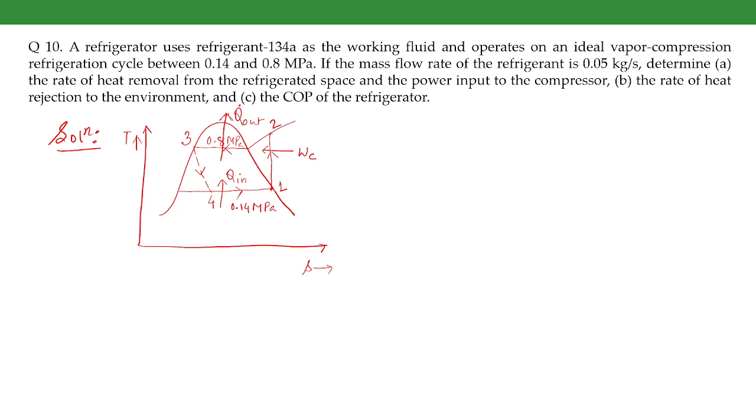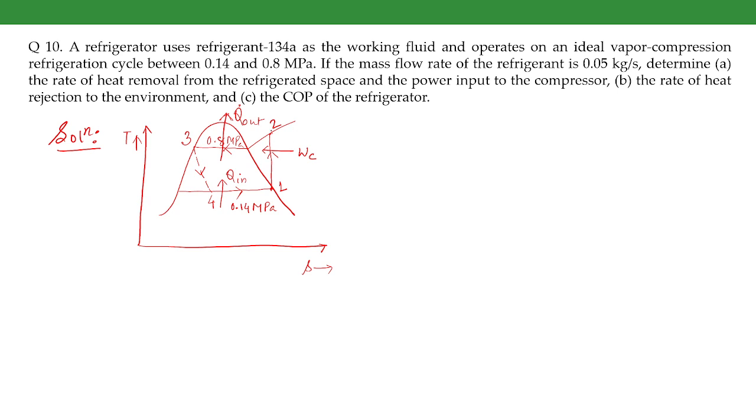let us start from the point 1. So from the point 1, if it is an ideal vapor compression refrigeration cycle, then it will be a saturated vapor state. So from this point to the point 2, there will be an isentropic compression of the refrigerant in the compressor, thus requiring the compressor input work. So this is basically the compressor input work which results in the compression of the refrigerant from the state point 1 to the state point 2 isentropically.